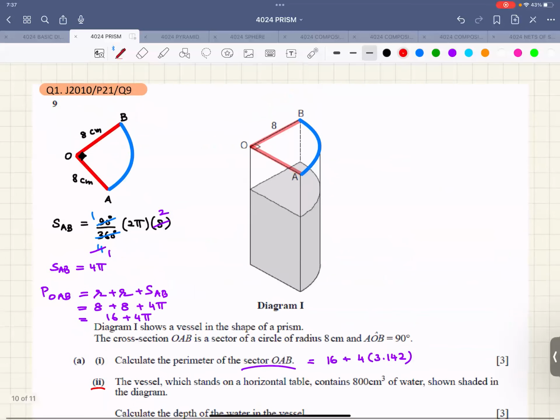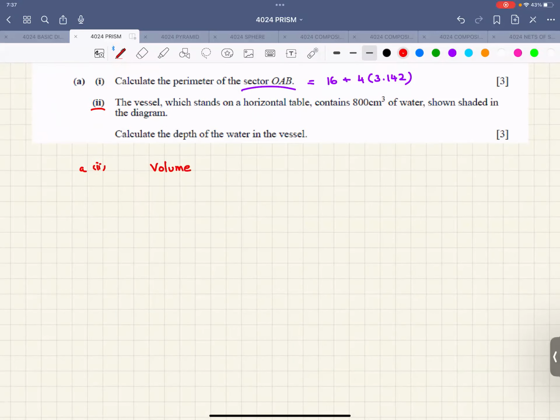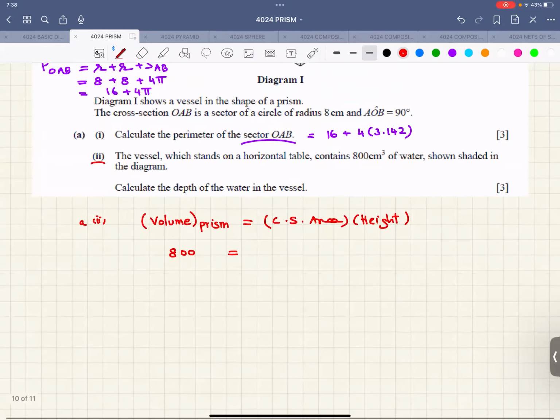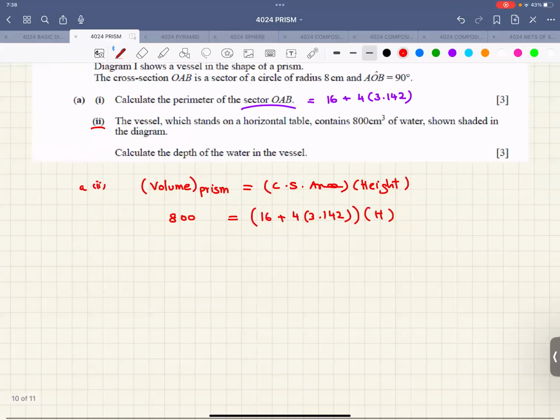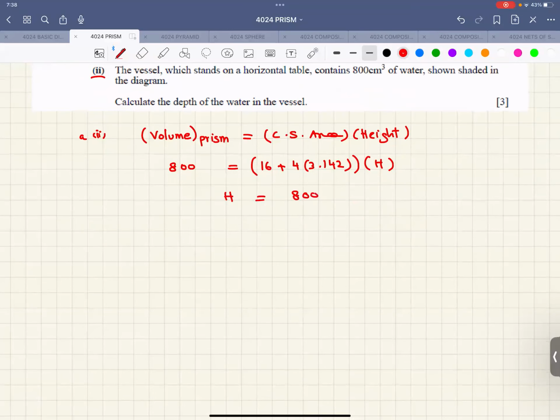So volume of water in the vessel, that's the volume of the prism. That is cross-sectional area multiplied with the height. The volume is 800. Cross-sectional area is 16 plus 4 pi, 16 plus 4 times 3.142. And then multiplying it with h. So I can make h the subject. That is 800 divided by 16 plus 4 into 3.142.